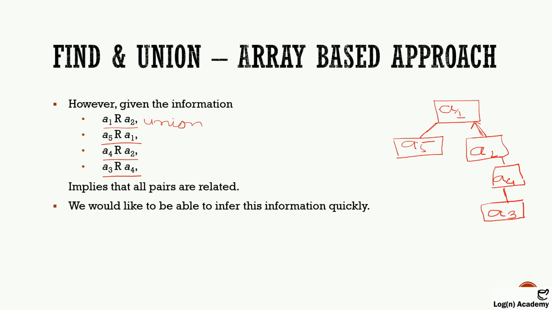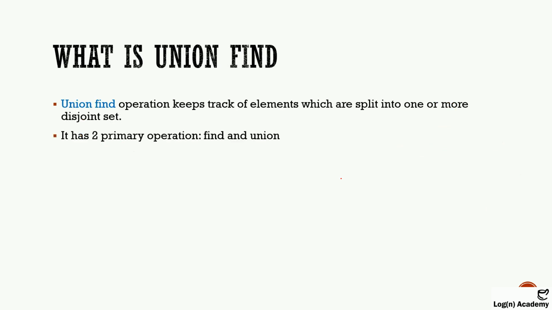So we have the union find operation. Find searches for the element, and union is used to group the elements. The union find operation keeps track of elements which are split into one or more disjoint sets. As you remember, with the Ahmad and Muhammad example, we had disjoint sets. In the first example, if you remember, we had two persons, one with the name Muhammad.